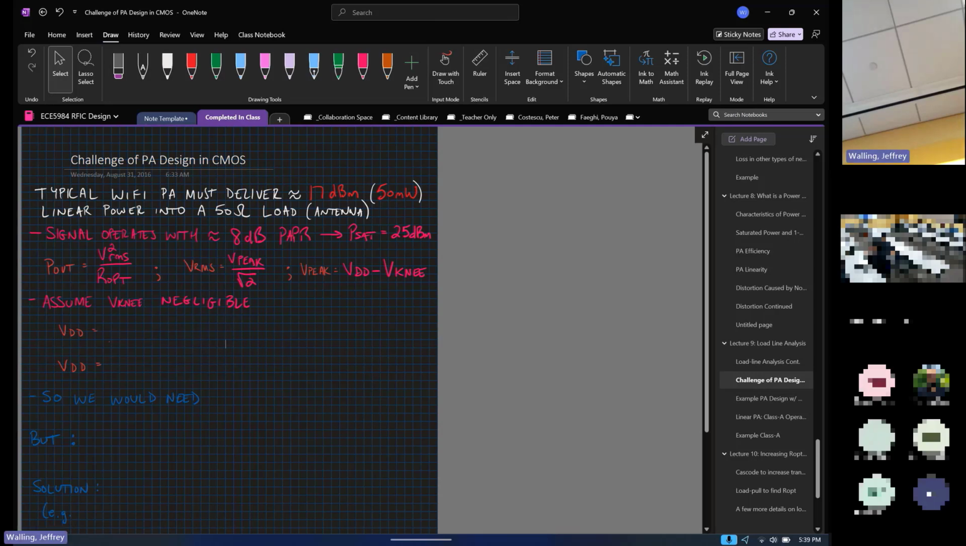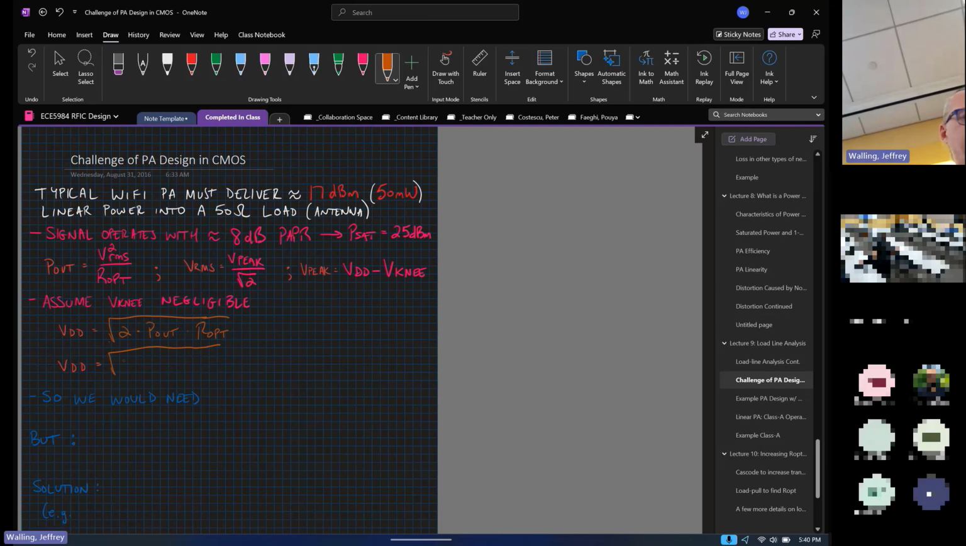Okay, so we can rearrange some things here and ultimately show that VDD is equal to square root of 2 times P out times R opt. And let's say that we just chose a resistance of, we just presented 50 ohms to the transistor, not necessarily R opt. We're just going to throw 50 ohms and see what happens.